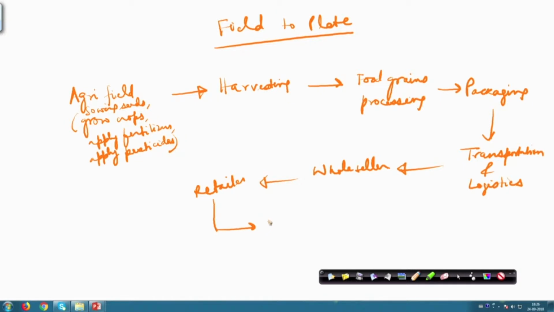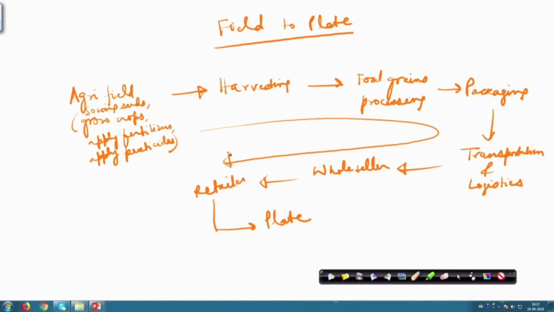So, basically this is going to be the plate. This is typically the chain from the agricultural field to the plate. Field to plate, this is the chain of activities that are typically followed. This is the supply chain, because for each of these steps, the supply will have to be ensured through this entire cycle, through the different steps. So, we are talking about this kind of scenario.